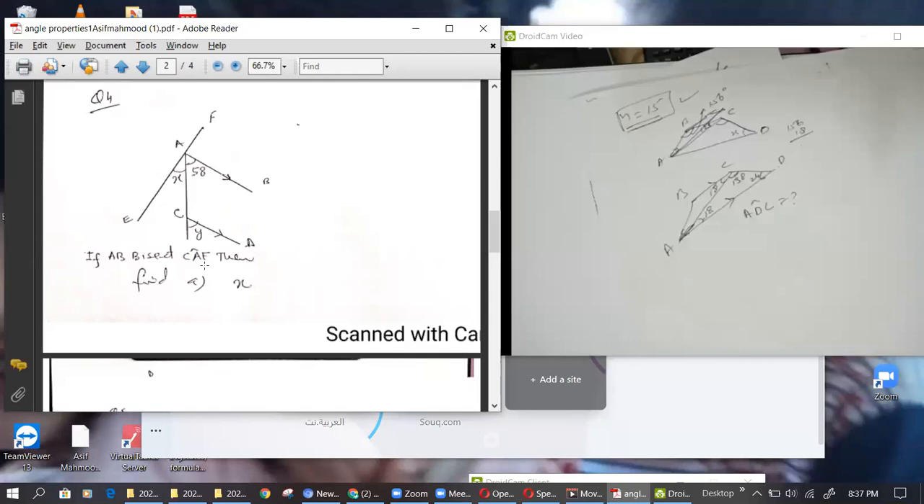What does it mean by bisect? AB bisects. Bisect means cutting through a line, cutting it into two equal parts, right? Bisect means two equal parts, right? So it is cutting CAF. Where is CAF? CAF means the two angles will be the same. Which two angles will be the same? If they are saying that AB bisects CAF, first of all, you have to observe this one.